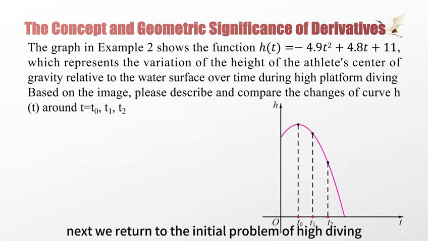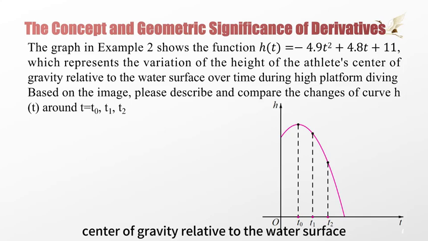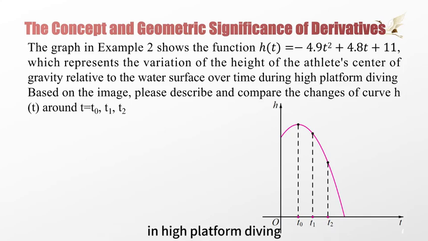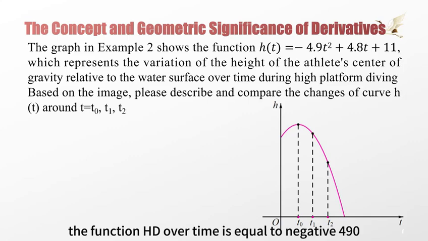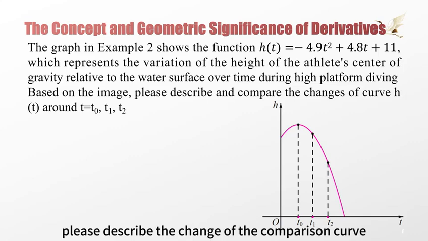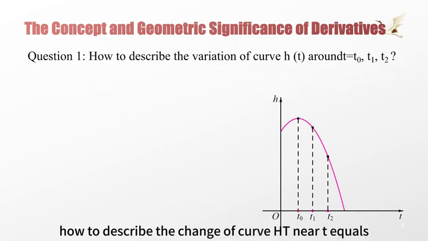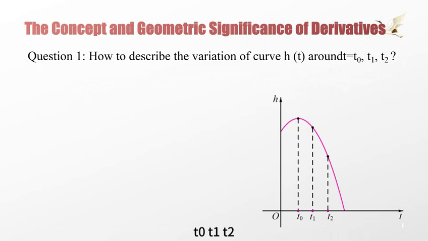Next, we return to the initial problem of high diving. The figure is an image of the height of the athlete's center of gravity relative to the water surface in high platform diving. The function h(t) equals negative 4.9t squared plus 4.8t plus 11. Please describe the change of the curve h(t) near t equals t0, t1, and t2 according to the image. How do we describe the change of the curve h(t) near t0, t1, t2?